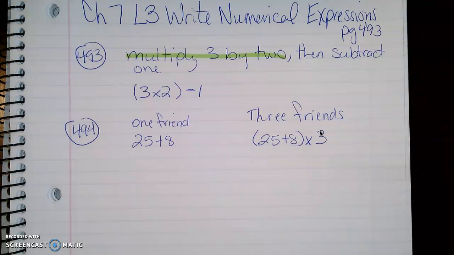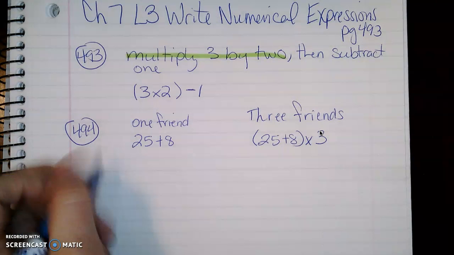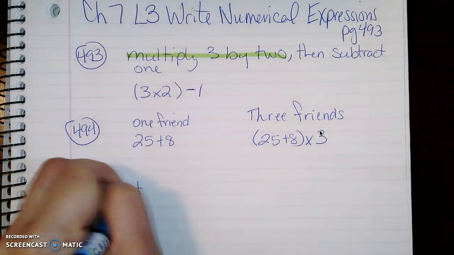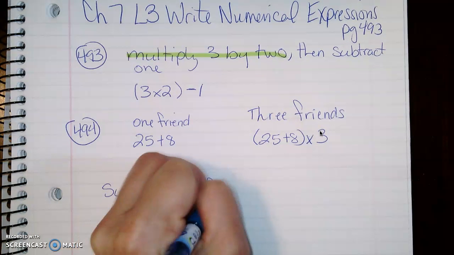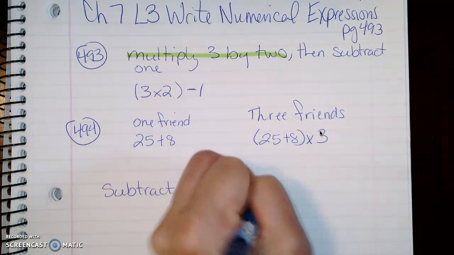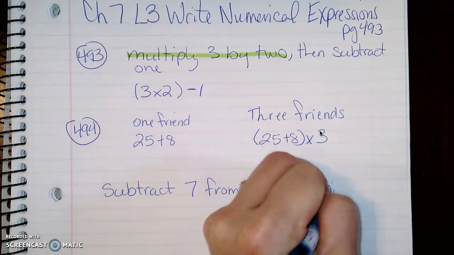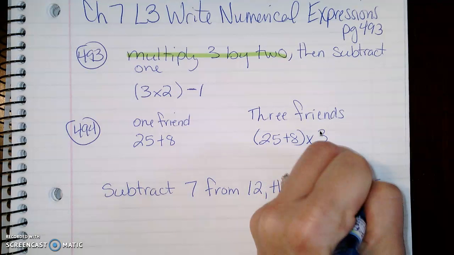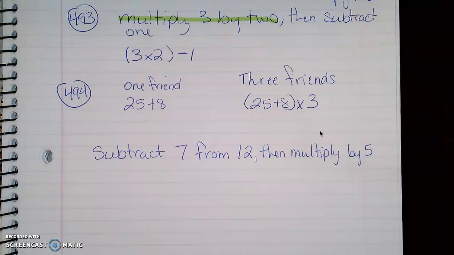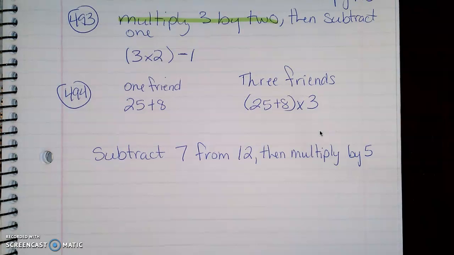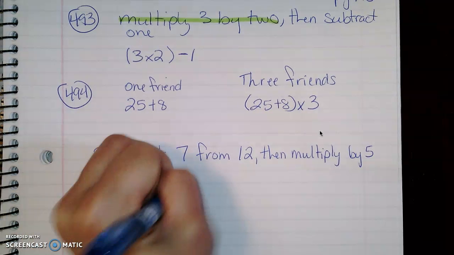Okay, so I want to talk about a couple that might trick you up. These are not from the book, these are just from me. So you might see the expression subtract 7 from 12, then multiply by 5. A mistake that so many students make is they see subtract and they see numbers and they just write it in order. They do this, 7 minus 12 times 5.